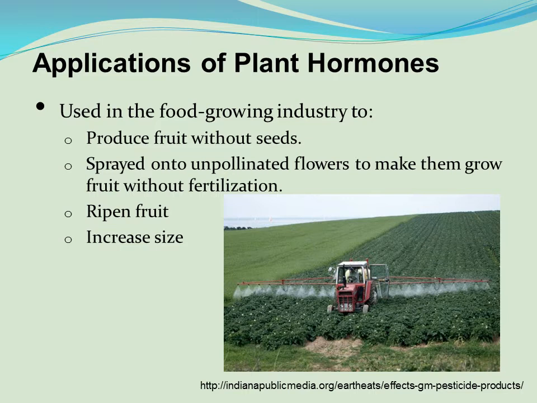Plant hormones are used in the food industry to help ripen fruit, increase size, and produce fruit without seeds. They are also used to spray on unpollinated flowers so that they can grow without having to use fertilization.